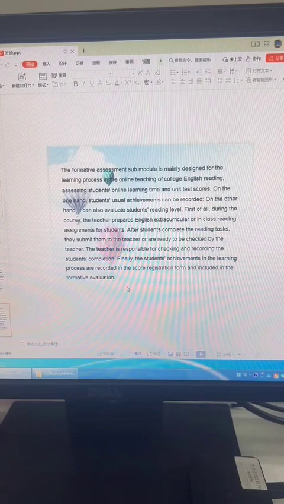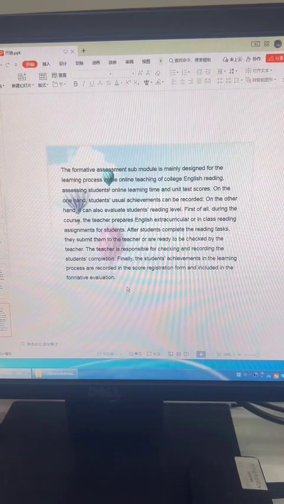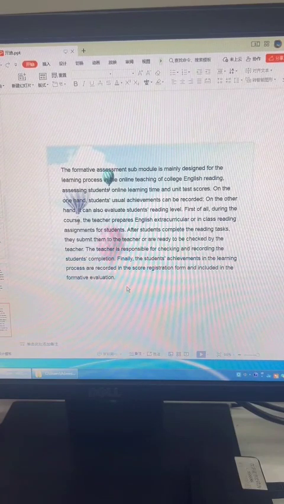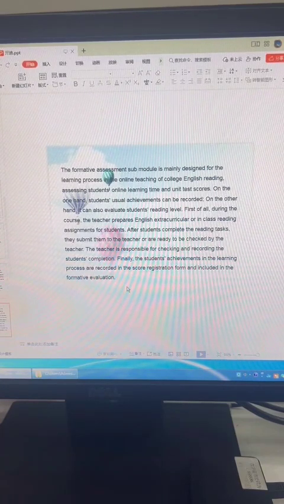First of all, during the course, the teacher prepares English extracurricular or in-class reading assignments for students. After students complete the reading tasks, they submit them to the teacher or are ready to be checked by the teacher. The teacher is responsible for checking and recording the students' completion. Finally, the students' achievements in the learning process are recorded in the score registration form and included in the formative evaluation.